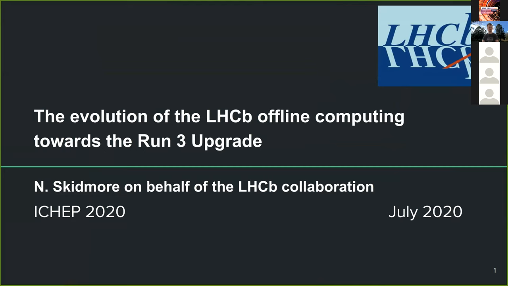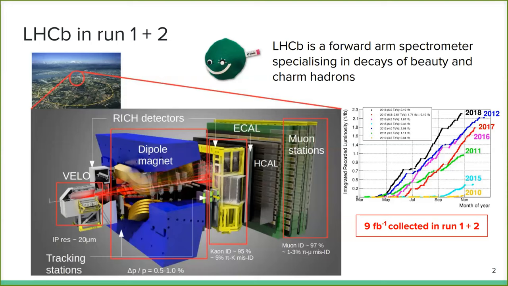I'm Nicole. I'm a postdoc at the University of Bonn, and I'm very happy to be talking about the evolution of the LHCb offline computing towards the Run 3 upgrade. So just a recap of what our LHCb detector looked like in Run 1 and Run 2. As you know, LHCb is a forward-arm spectrometer specializing in the decays of beauty and charm hadrons. On the right, you can see a plot of our integrated luminosity throughout the years of Run 1 and Run 2. In total, we collected 9 inverse femtobarns of data. As you'll see from the many talks in this conference, we're fully exploiting this now.